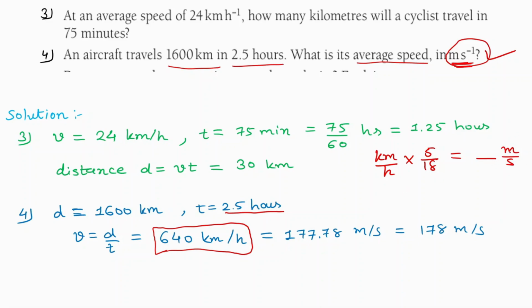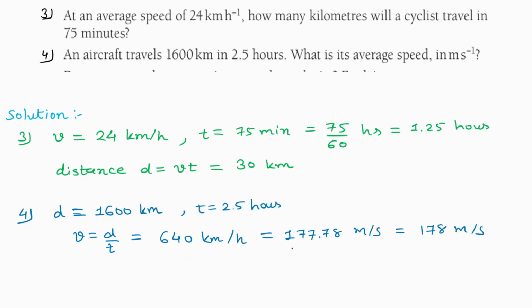If you have an answer in meter per second and you want to find it in kilometer per hour, you just have to reverse it. Okay, 18 by 5 in kilometer per hour. Try to remember these two formulas, which are very useful to solve any kind of questions like this. So we got the answer 177.78 meter per second, which is around 178 meter per second. So I hope you understand question number three and four.